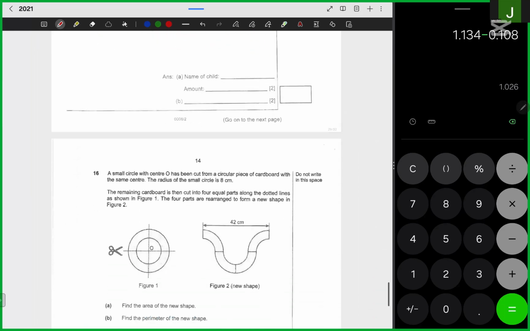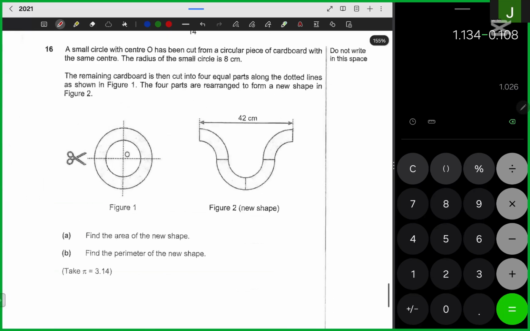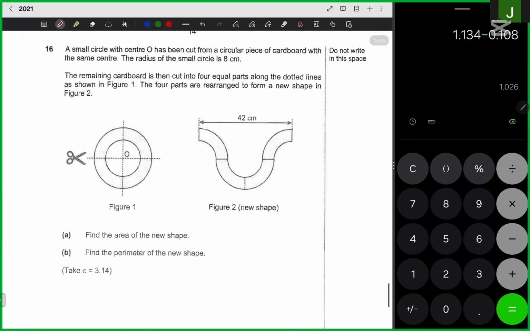Okay, two more questions and then we call it a day. A small circle with center O has been cut from a circular piece of cardboard with the same center. The radius of the small circle is 8 cm. The remaining cardboard is then cut into 4 equal lengths along the dotted line, as shown in figure 1. The 4 parts are rearranged to form a new shape in figure 2. Find the area of the new shape. Find the perimeter of the new shape.